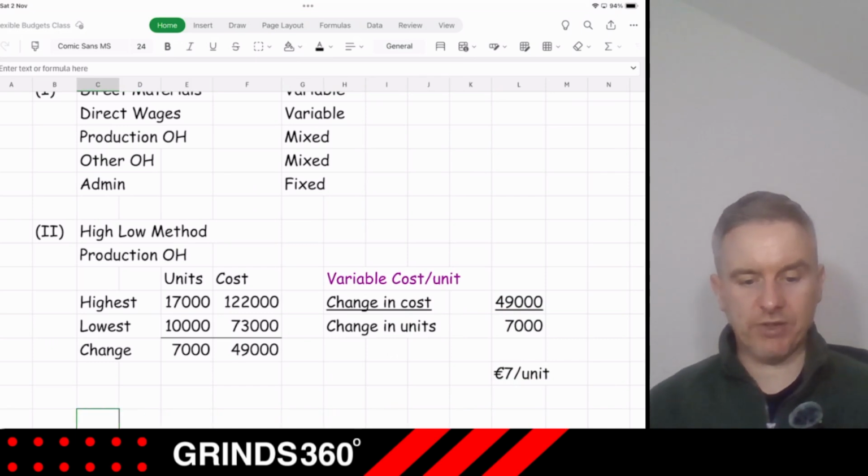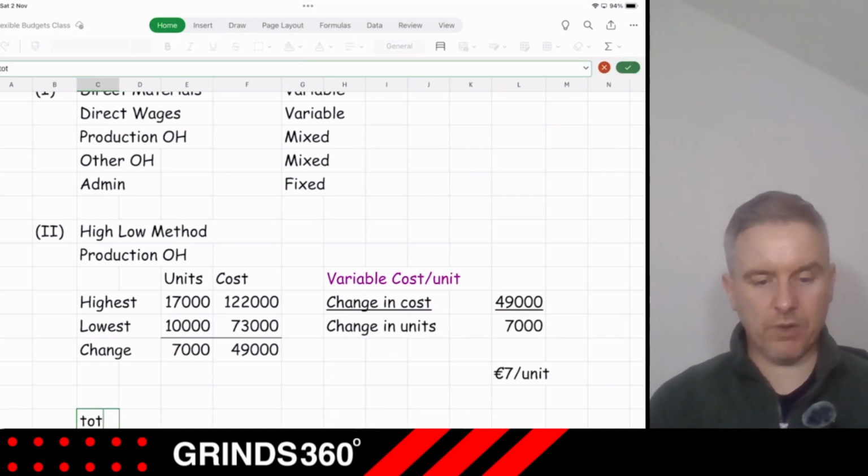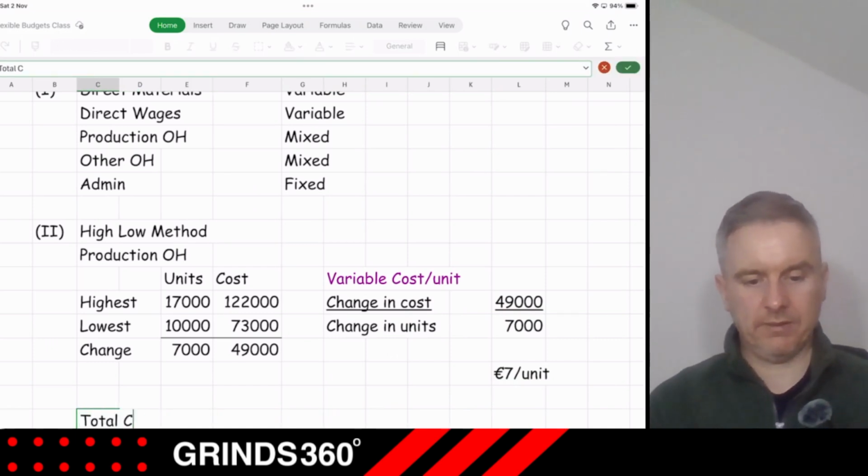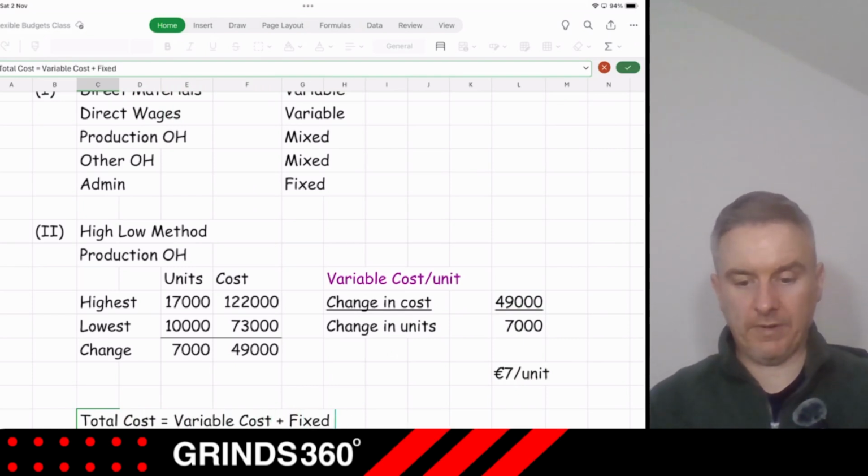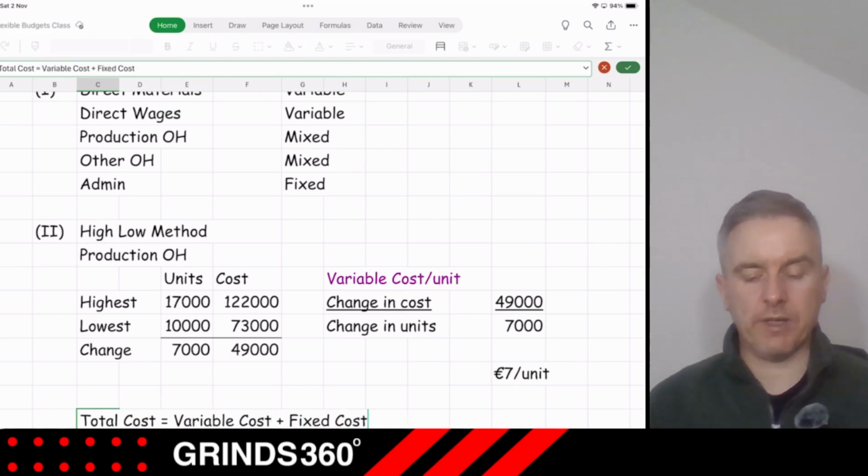So to calculate your fixed cost, we know that the total cost is equal to my variable cost plus my fixed cost. Never changes. That's what it's going to be, all right?